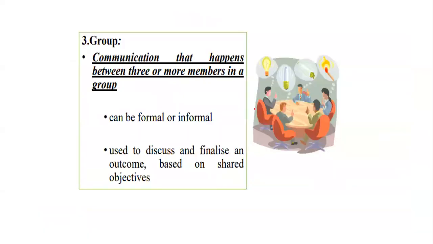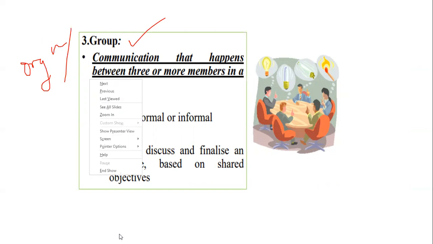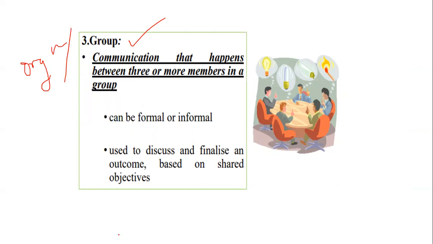Then next is group communication. Group communication takes place between more than two people, that is three or more members involved in communication. Teachers speaking in a class, or for example, if in an organization a meeting is conducted between the employees and the management, such type of communication comes under group communication. In some question papers, group communication is also called organizational communication. In some previous year question papers, there was a topic of organizational communication. Students get confused in this. What is this? Organizational communication is like your group communication.